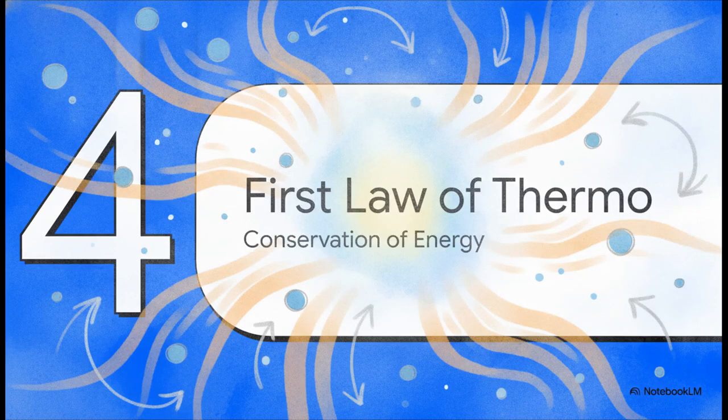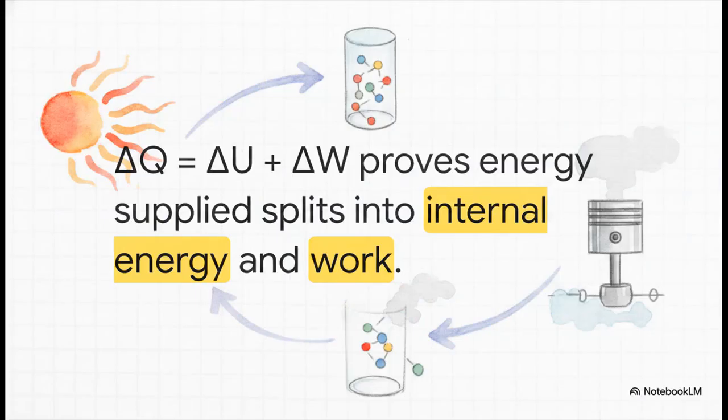Chapter 4: The First Law of Thermodynamics. Now that we have our vocabulary locked down, check out this glowing equation floating right here. This is the core dynamic of energy transfer. Delta Q equals delta U plus delta W. This is the first law.